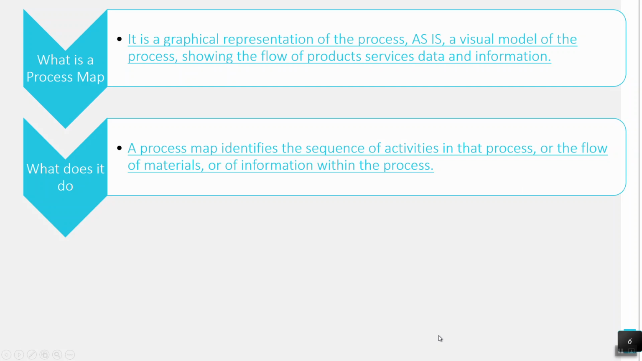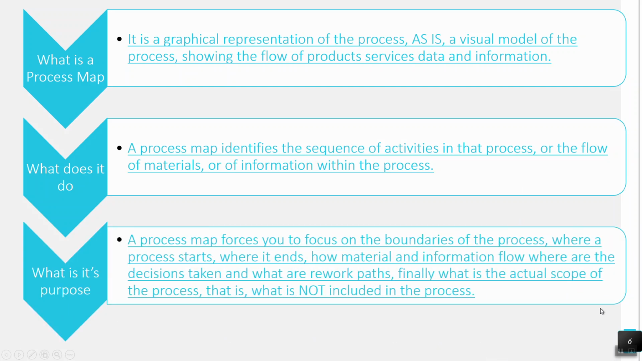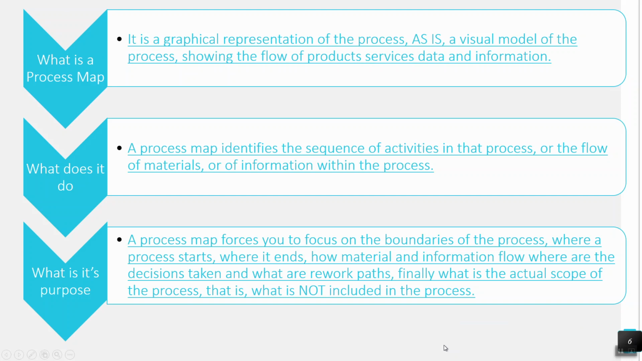What is its purpose? A process map forces you to focus on the boundaries of the process, where a process starts, where it ends, how material and information flow, where are the decisions taken and what are rework paths. Finally, what is the actual scope of the process, that is, what is not included in the process.